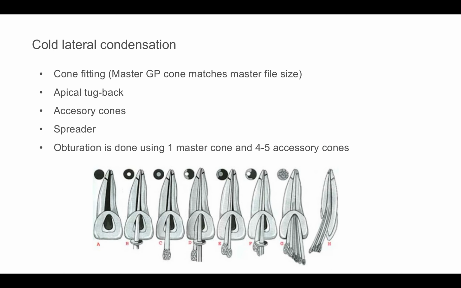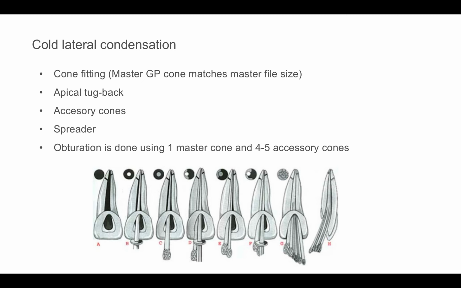When speaking about the cold lateral condensation, there are some steps we need to take. First of all, the cone fitting. We will be fitting a cone, the master gutta-percha cone, that's going to match the master file size, the last file used to finish the apical area, of course.